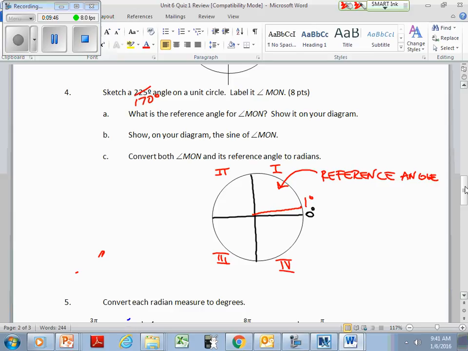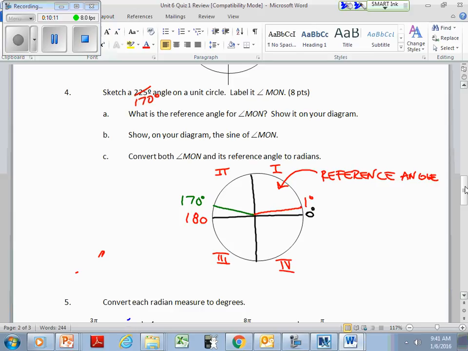Where would I graph 170? Well, I know 90 is here. I know 180 is here. So maybe 170 is probably going to be like, you start from here. I'll make you 170. How about that? Now, if you're close, I'm going to work with you. There's 170. What we need, though, is what is the reference angle? How do you find the reference angle? You do it like this.